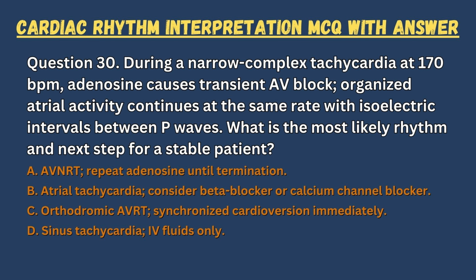Question 30. During a narrow complex tachycardia at 170 bpm, adenosine causes transient AV block. Organized atrial activity continues at the same rate with isoelectric intervals between P waves. What is the most likely rhythm and next step for a stable patient? A. AVNRT. Repeat adenosine until termination. B. Atrial tachycardia. Consider beta blocker or calcium channel blocker. C. Orthodromic AVRT. Synchronized cardioversion immediately. D. Sinus tachycardia. IV fluids only.